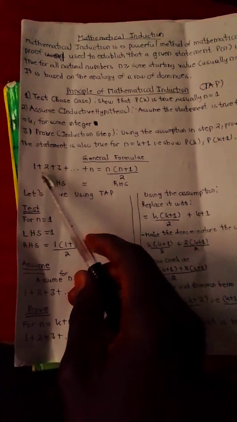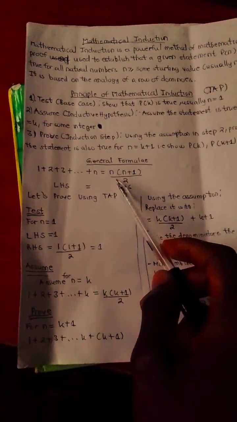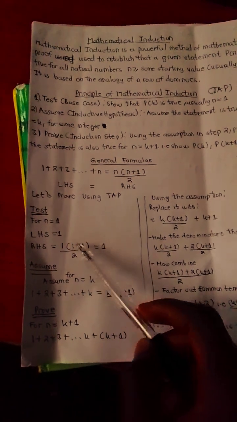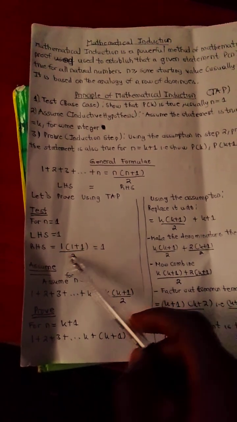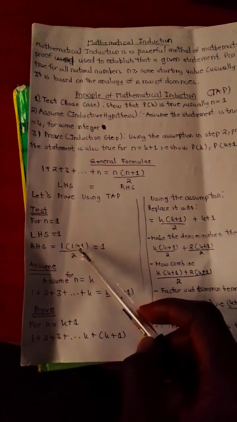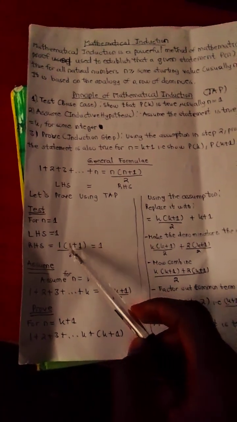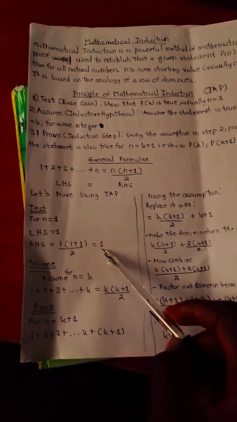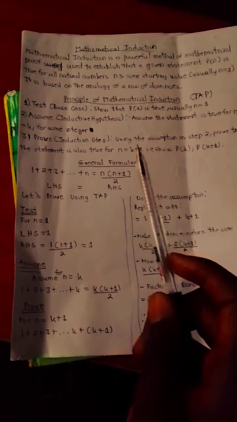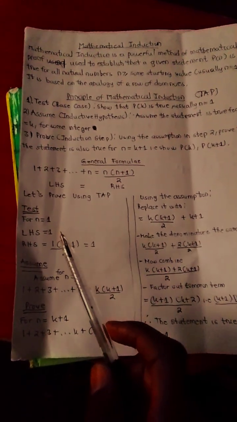Then we put the value of 1 in place of n, which gives 1 times (1 plus 1) over 2. When you multiply, 1 times 2 is equal to 2, and 2 divided by 2 gives you 1. So we have tested for n equals 1, according to the principle of mathematical induction.